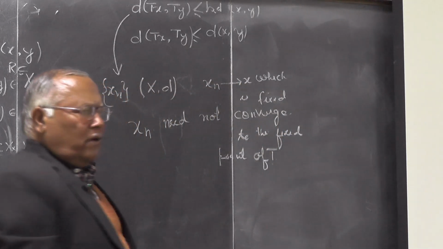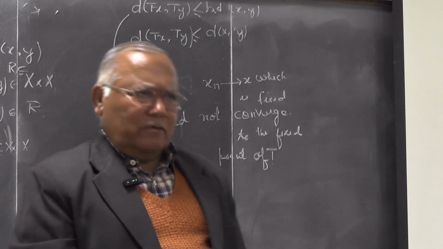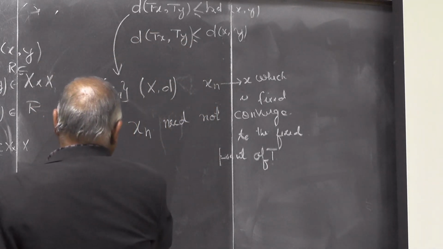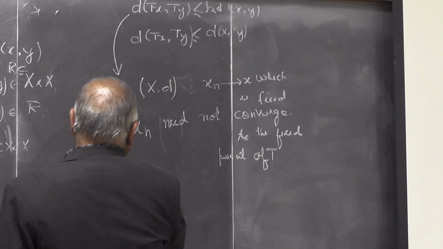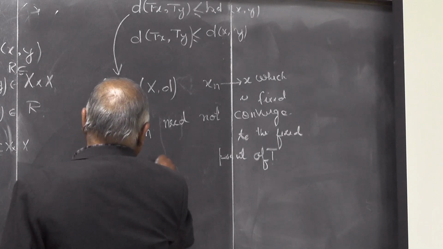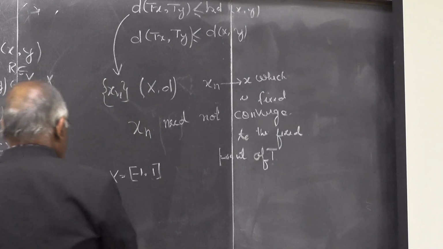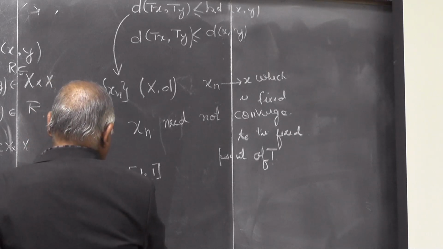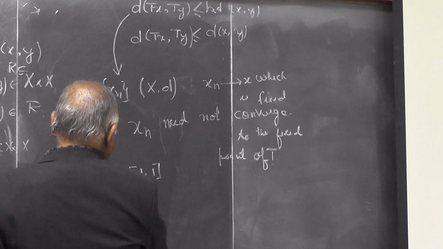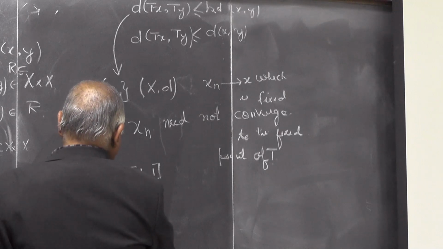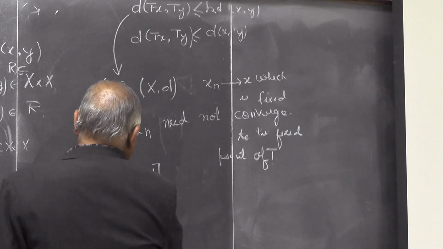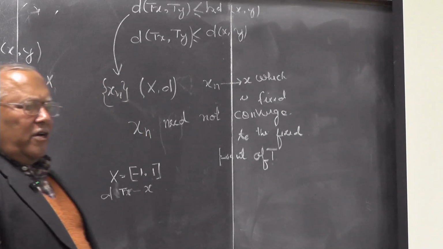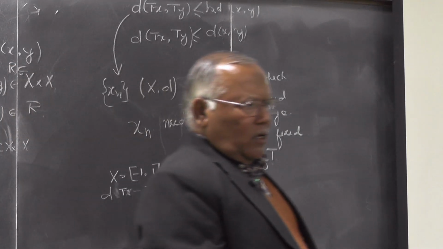That is a very simple example you can utilize and you can convince yourself. Just take X equal to minus 1 to 1, because I am taking a metric space. This you can find in many books. Define the map T x equal to minus x. The sequence of iterations need not converge to the fixed point.